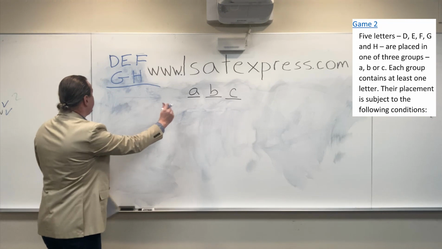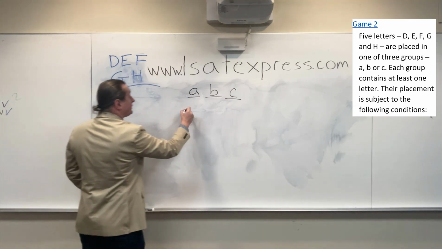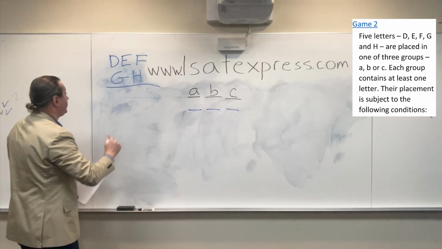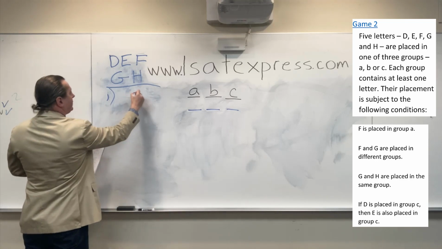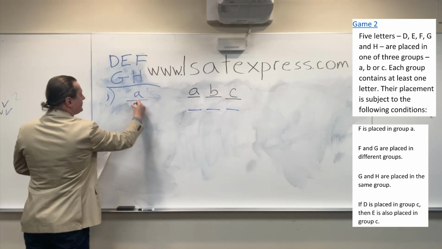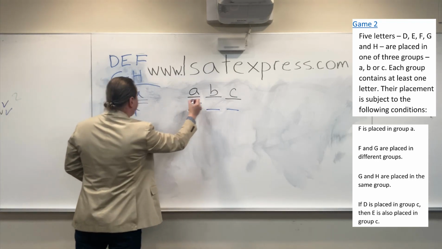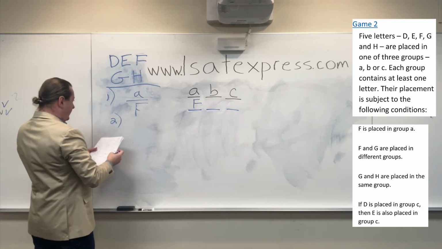Let's jump into this. So we have 5 items, 3 groups, and it says that each group has at least 1 item. So it is safe to put 3 slots in there. Let's look at the rules. F is in group A. All right, so here's group A. F is in group A. Clearly, we want to put that in the diagram, so we'll do that. F is in group A. How about rule 2? F and G in different groups.